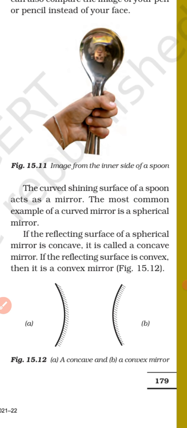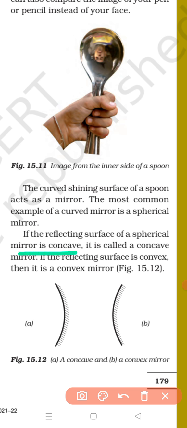Next, the curved shining surface of a spoon acts as a mirror, as already mentioned. The most common example of a curved mirror is spherical mirror. If the reflecting surface of a spherical mirror is concave, that is curved inwards, it is called concave mirror. And if the reflecting surface is convex, that is curved outwards, then it is called convex mirror. As you can see over here.